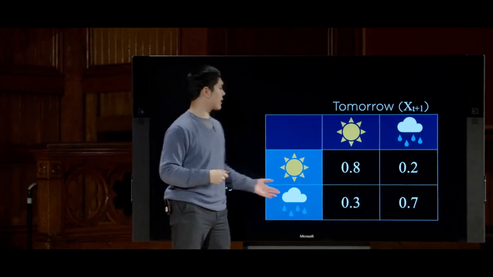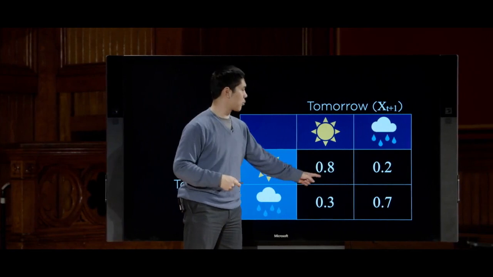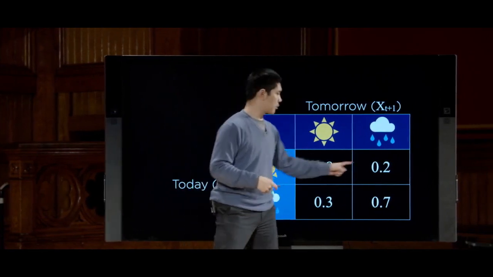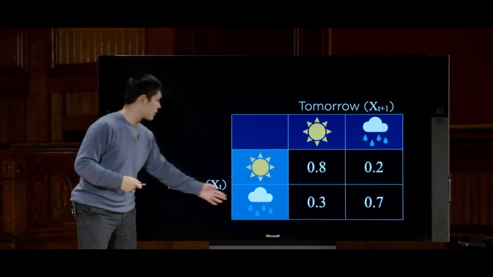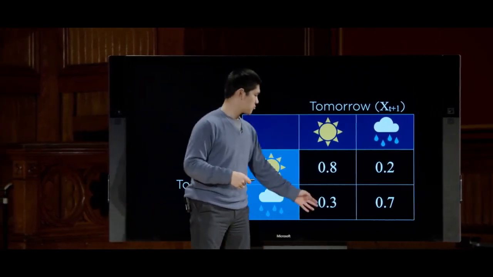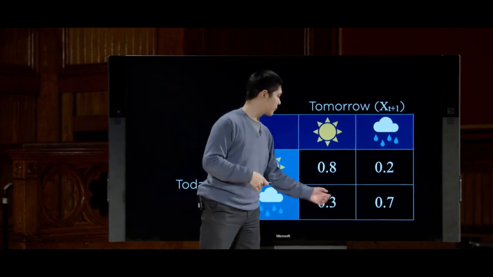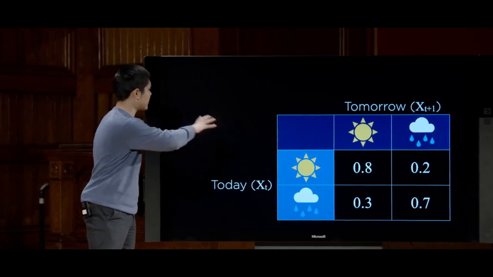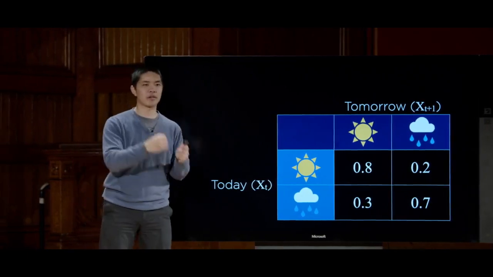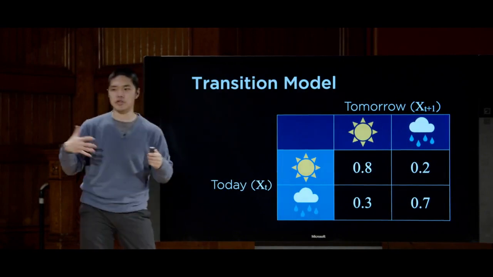And for example, let's say that if today is sunny, our model says that tomorrow, with probability 0.8, it will also be sunny. And with probability 0.2, it will be raining. And likewise, if today is raining, then it's more likely than not that tomorrow is also raining. With probability 0.7, it'll be raining. With probability 0.3, it will be sunny. So this matrix, this description of how we transition from one state to the next state, is what we're going to call the transition model.